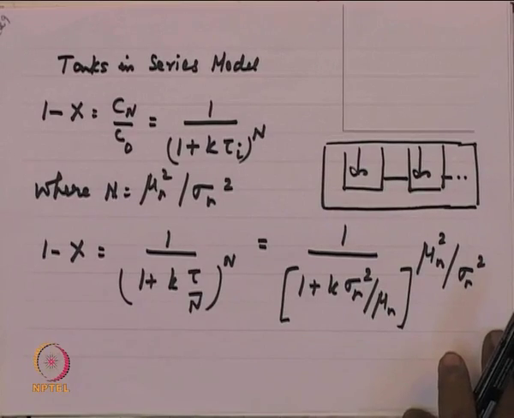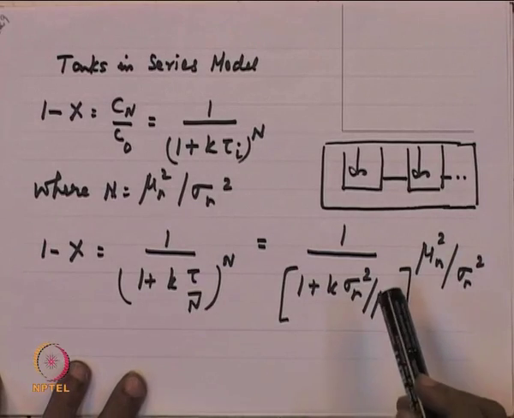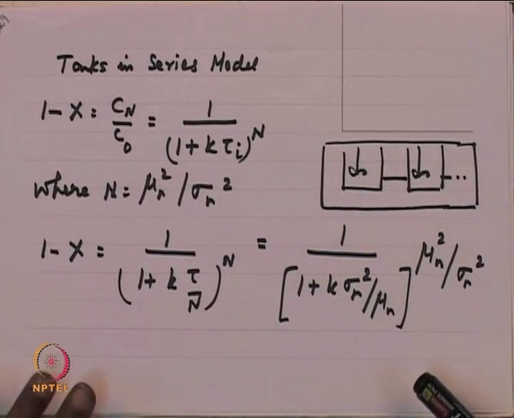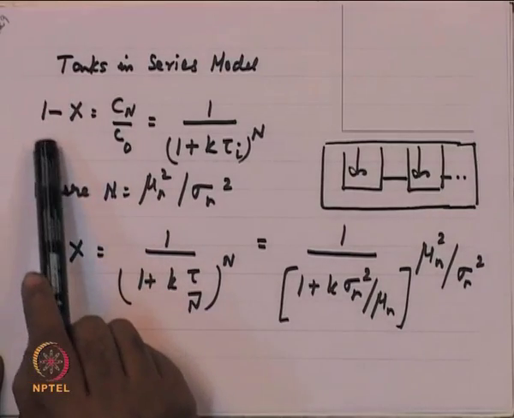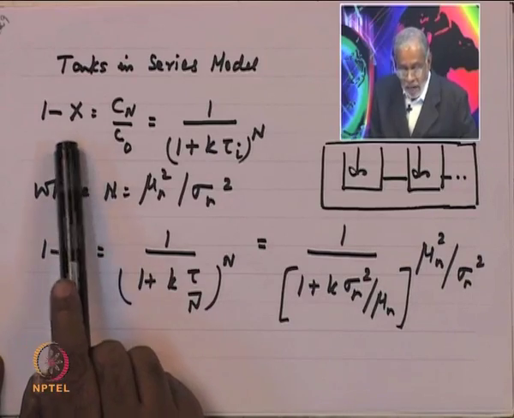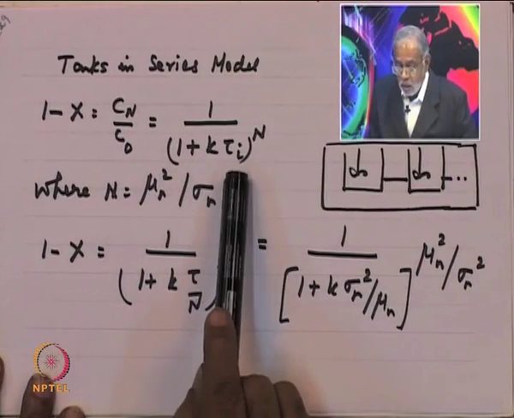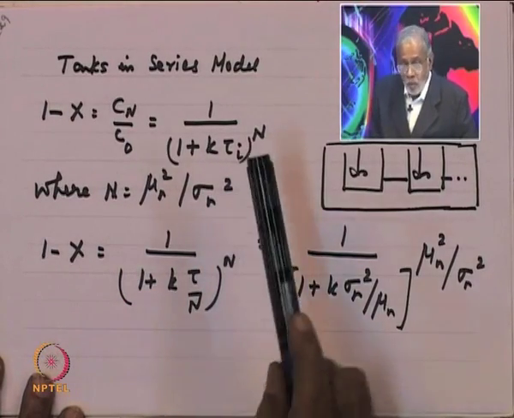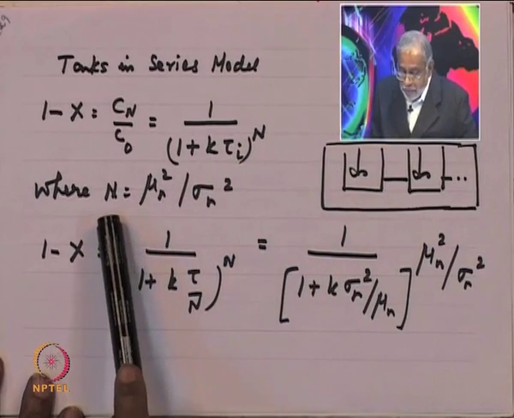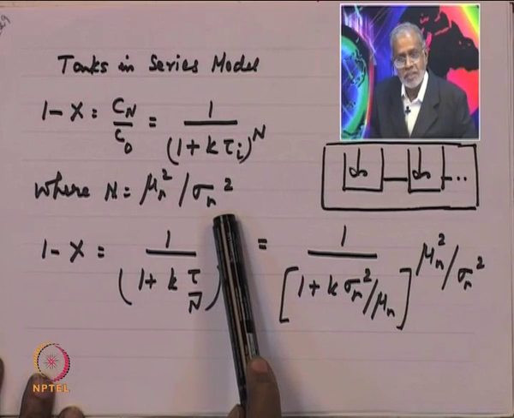There is another way of understanding the real equipment, which is the following. In the tanks in series model, we have a real equipment which we think can be modeled as a series of stirred tanks, which means we have done experiments on the real equipment and we find that the conversion is X. As per this tanks in series model, which you already derived, 1 minus X is given by 1 over (1 plus k tau i) to the power of n, where n can be given by this equation which you already derived, n is equal to mu n squared by sigma n squared.